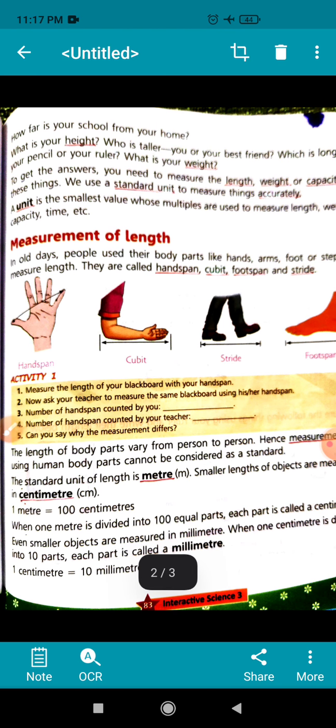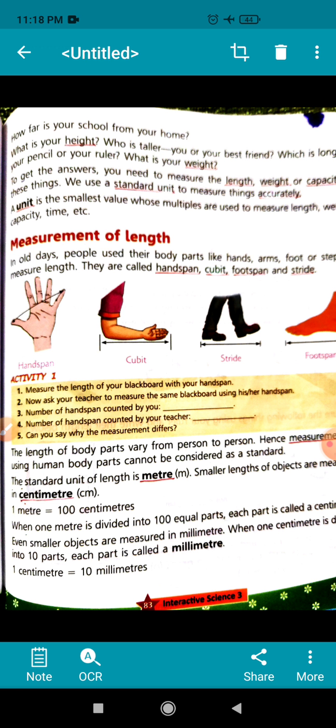If we talk about our day to day life, we know that there are a lot of things that we need to measure. For example, how far is your school from your home? What is your height? Who is taller, you or your best friend? Which is longer, your pencil or your ruler? What is your weight? So, children, to get the answers, you need to measure the length, weight, or capacity of these things.